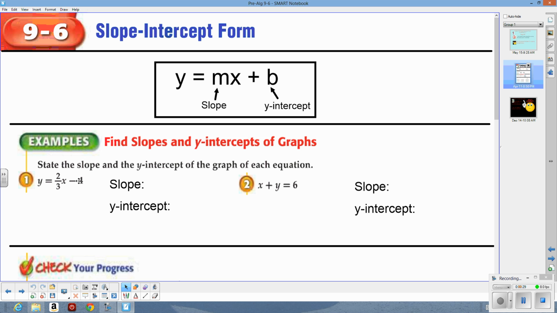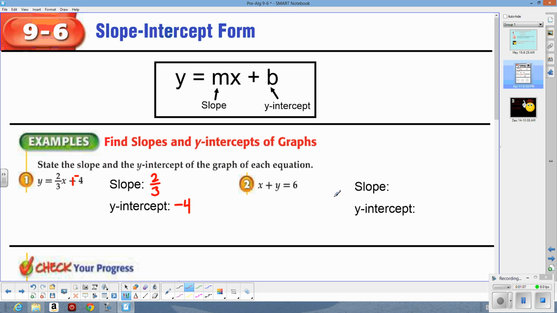In example 1, it says state the slope and the y-intercept of the graph of each equation. So you're going to just look at the equation y equals 2/3 x minus 4, and you are going to identify the slope. Slope is the number in front of x when it's in this form, so the slope is going to be 2/3. The y-intercept is right here, and this minus 4, remember, is like adding a negative 4, so since it's minus 4, the y-intercept is going to be negative 4.